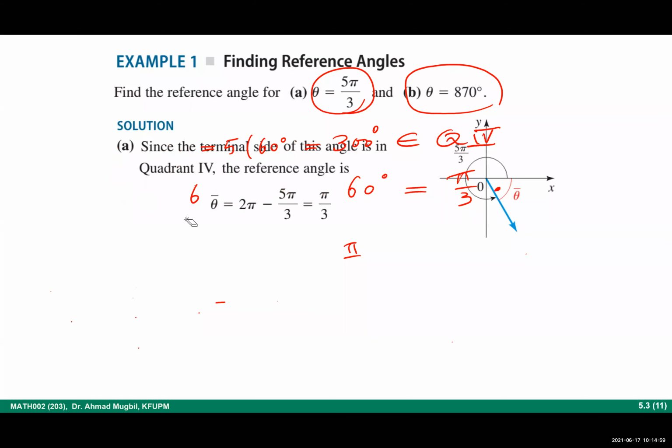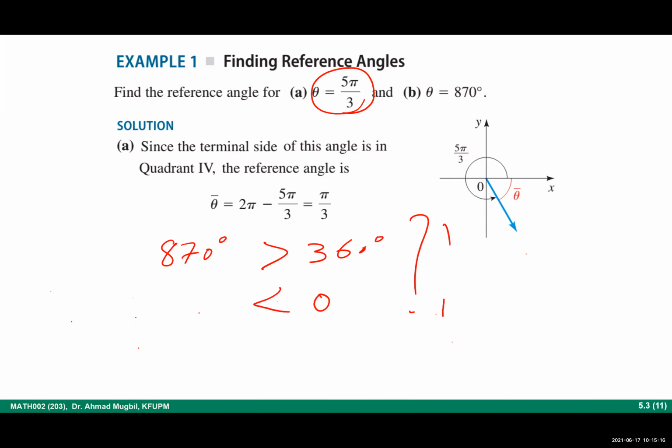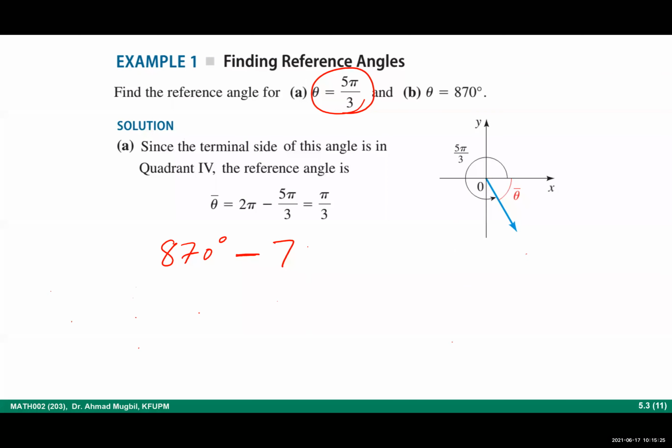Hello, 870 degrees. You can tell me we don't know because it is greater than 360, is that right? So if we have an angle that is greater than 360 or less than 0, we need to do something before. At the beginning, we should subtract 360 twice. So we subtract 720 to get what? 150.